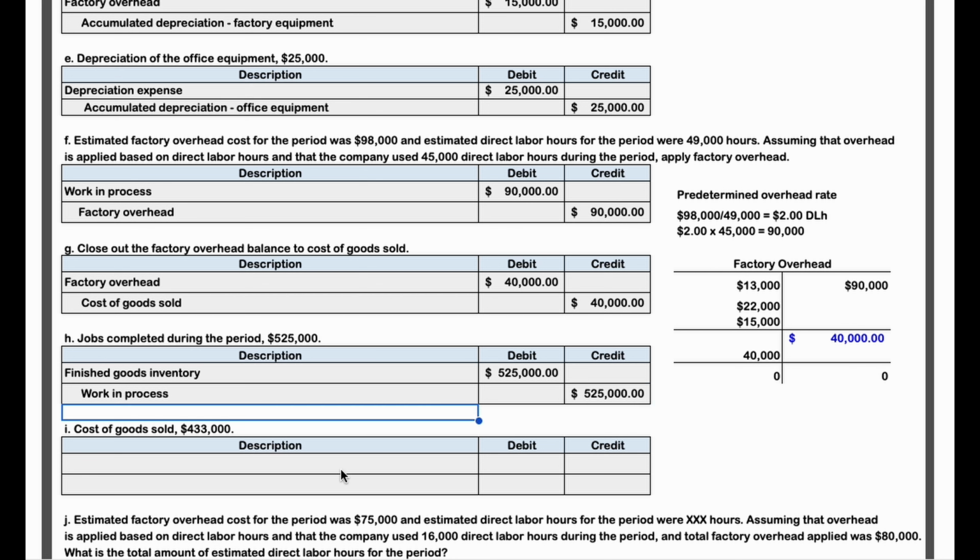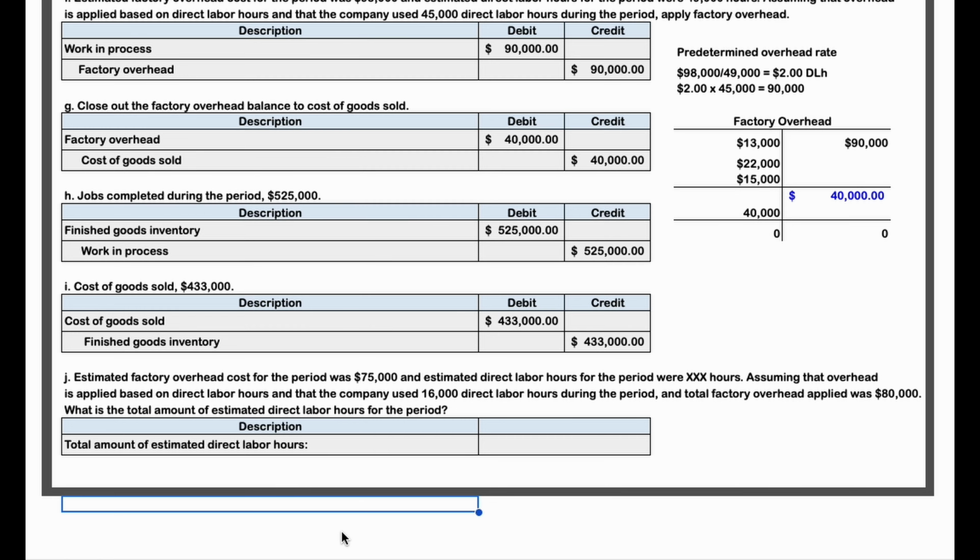$525,000. And finally, we are going to sell these items. We said that they first come in as raw materials. We capitalize them as work in process until they are finally disposed through cost of goods sold. So we're going to sell the rest of these products as a debit to cost of goods sold for our $433,000. And they are coming out of our finished goods inventory for that $433,000.